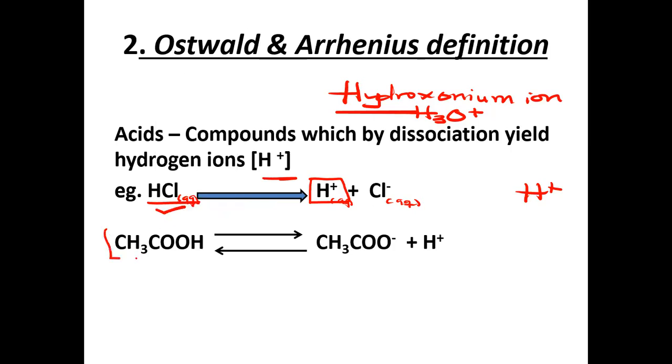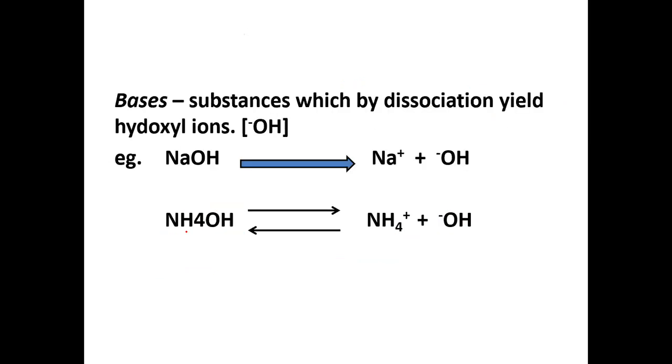Similarly, looking at acetic acid here, it's a weak acid, and so we have the reversible arrow here, which is telling us that it is a weak acid. It was also able to break down to the acetate anion and then the hydrogen ion, H+. And so this compound automatically qualifies to be an acid, according to Arrhenius and then Ostwald.